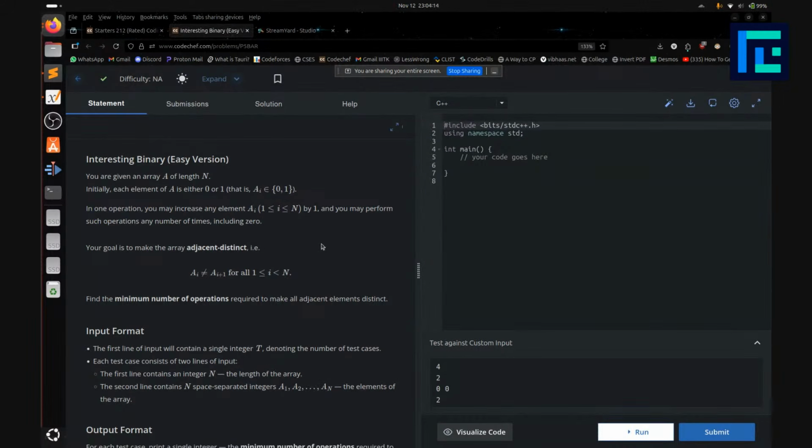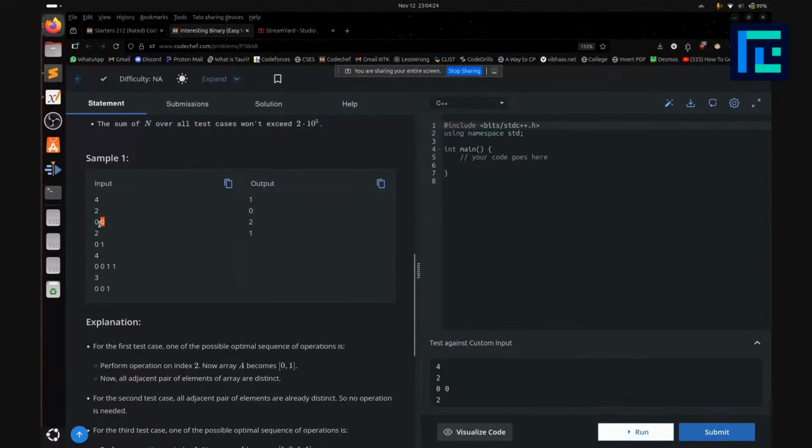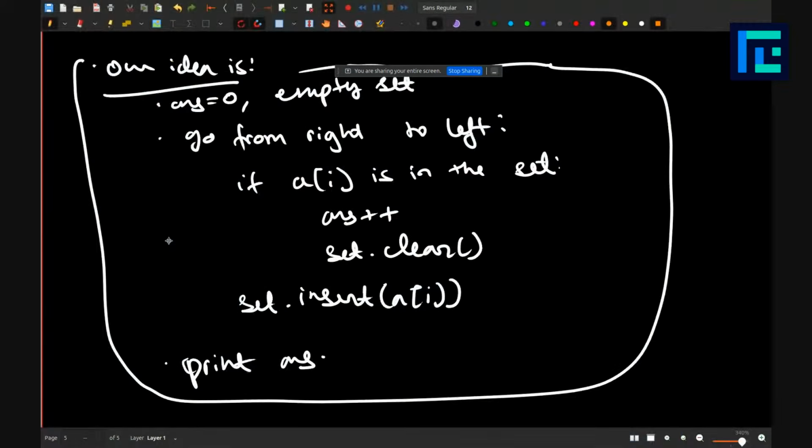Each element is initially 0 or 1, and our operation is to add by 1, right? So the only operation we are given is add by 1. That is the only operation we can do, right? And here's some examples. So if we have 0 0, it needs one operation, right?